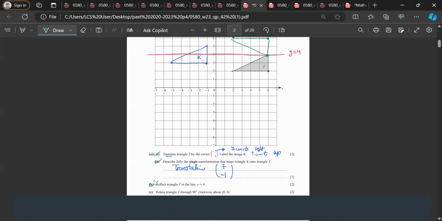Okay, then rotate T 90 degrees clockwise about (0, 0). I recommend again and again and again, use the tracing paper. Any problem using the tracing paper, I will revise it the day of the exam in the morning again. Okay?